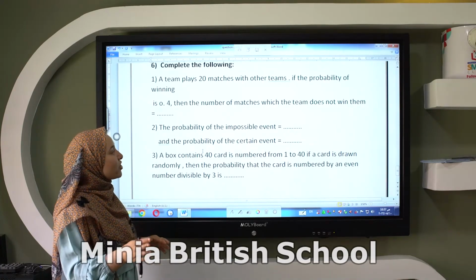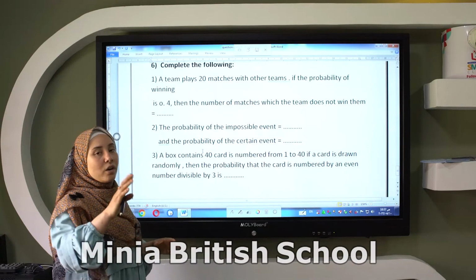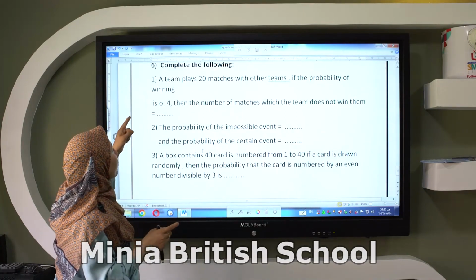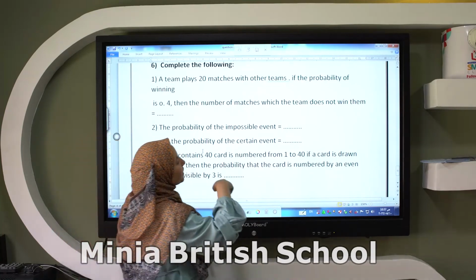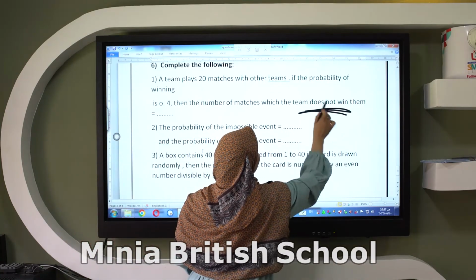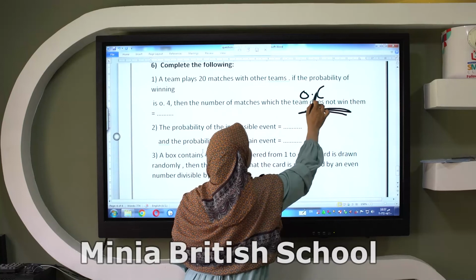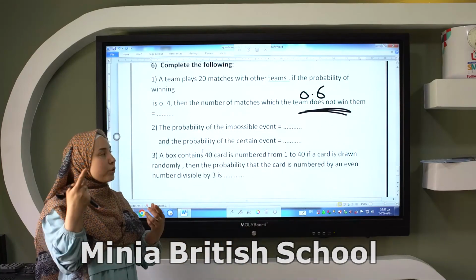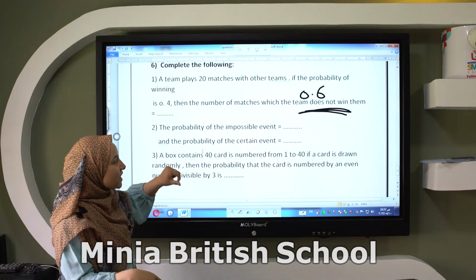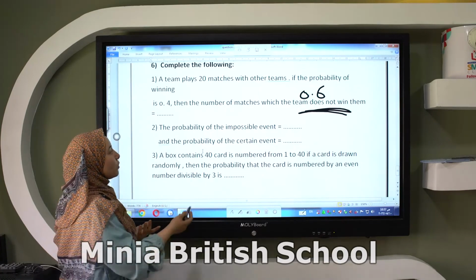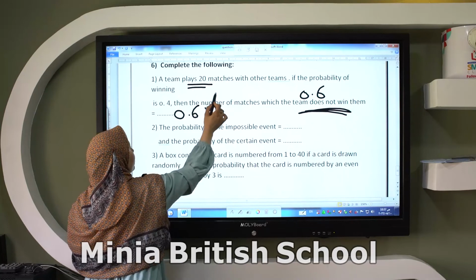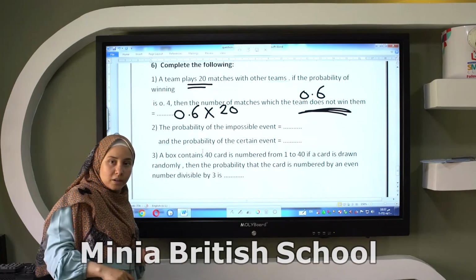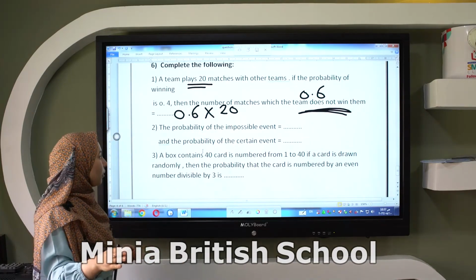Then the number of matches which the team doesn't win. Okay, the probability of winning is 0.4, so the probability of not winning is 0.6. I need to find the number of matches which the team doesn't win. So only the probability 0.6 times the number of matches 20. Okay, and you can find the answer by the calculator.